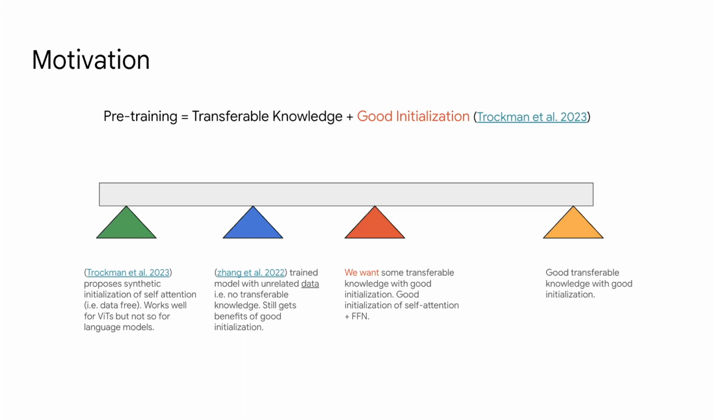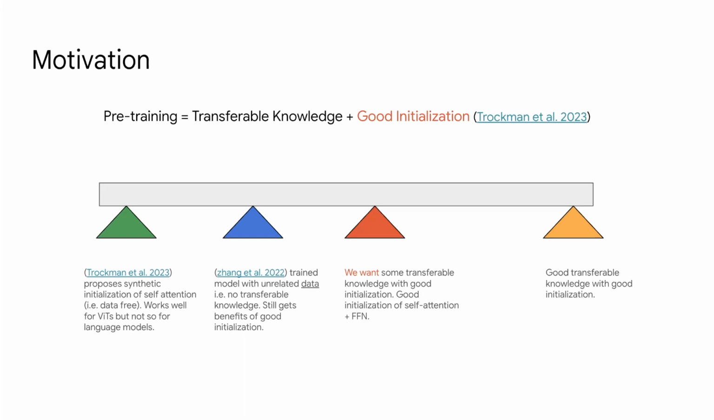There is this paper from Microsoft, in the blue triangle, that showed that even with unrelated pre-training, let's say you have pre-trained on an unrelated task and then you are fine-tuning on some other task, you still get benefits compared to just fine-tuning on a small data set. So pre-training actually gives you the benefits of good initialization. As I have discussed, even with zero transferable knowledge, because your domains are completely different, you still get benefits out of good initialization.